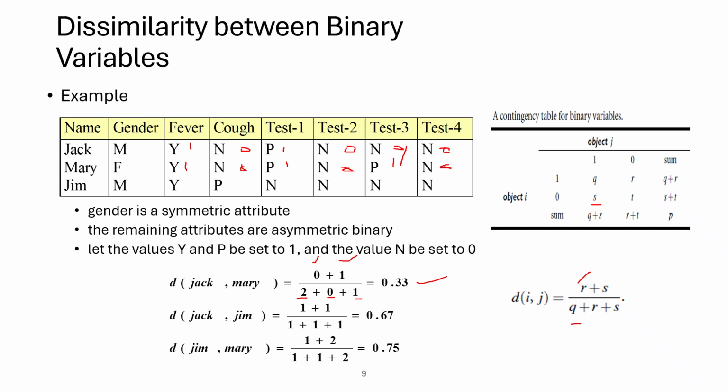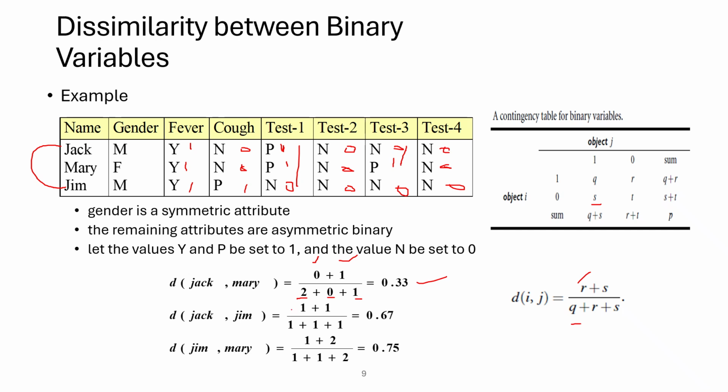Now let us find the dissimilarity between two binary variables, Jack and Jim. For R the value should be 1 and 0. Here it is 1 and 1, no. It should be 1 and 0, so here you have 1 and here you have 0. Yes, I have one possibility. The rest are 0 and 0. So the possibility of R between Jack and Jim is only 1.